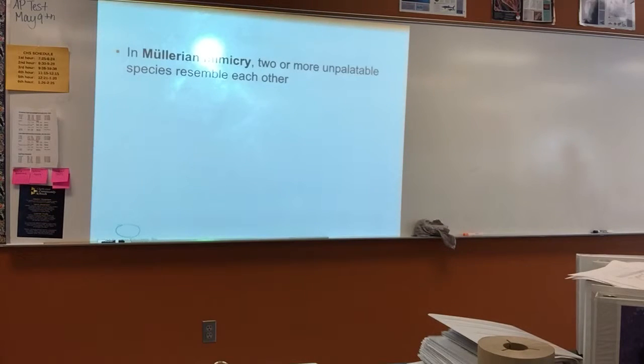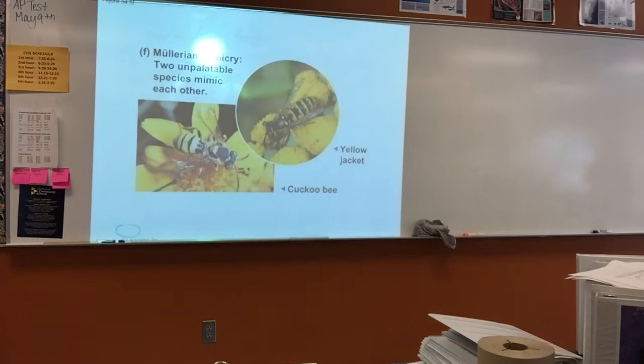organism. Another kind of mimicry is called Müllerian mimicry, where two or more unpalatable species resemble one another. So they're both not good. An example is these two guys here. And so these guys look like each other, they mimic each other, but they're both unpalatable. So therefore, to predators, they're not good to eat, they're not tasty, and so on.